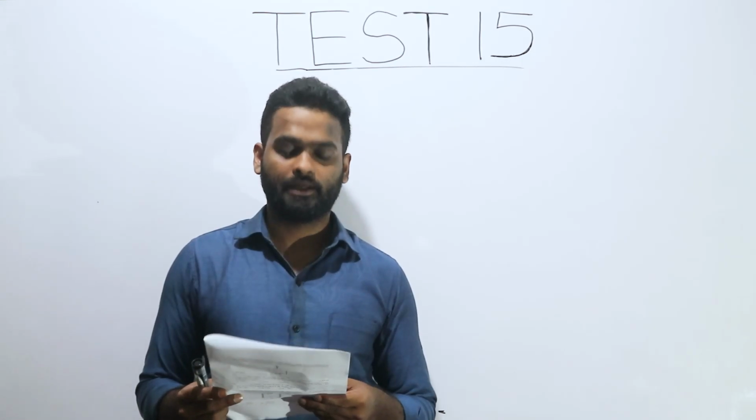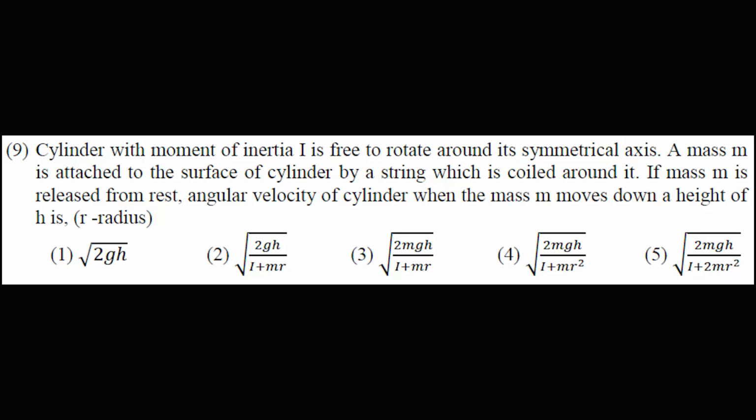Question number 9. A cylinder with moment of inertia I is free to rotate around its symmetrical axis. A mass M is attached to the surface of the cylinder by a string which is coiled around it. If mass M is released from rest, what is the angular velocity of the cylinder when the mass M moves down a height h?